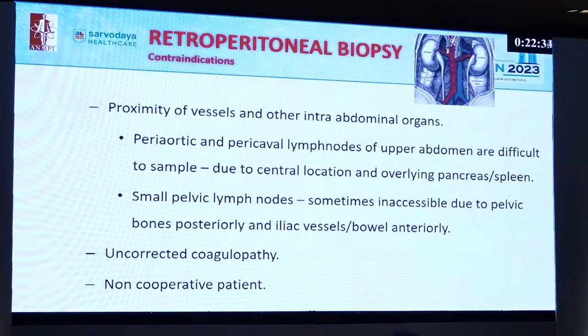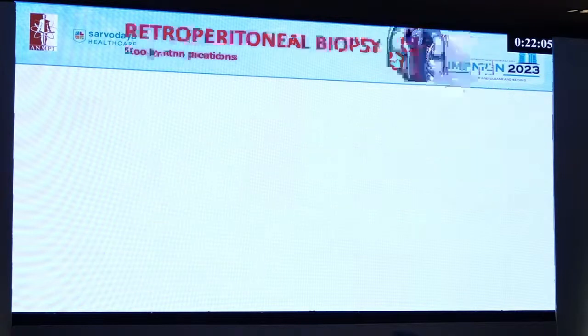So coming to the contraindications of retroperitoneal biopsy: in the retroperitoneum there are the ureter and the gonadal vessels, and injury to them may lead to some complications. So it is better to avoid these two structures. In pelvic lesions we may have bones, so a direct approach would not be possible. And obviously uncorrected coagulopathy and a non-cooperative patient are also contraindications for retroperitoneal biopsies.